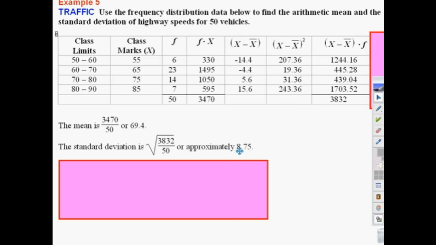So I would expect typical speeds to be within 8.75 miles per hour of the average 69.4 miles per hour. So above or below this average by 8.75.